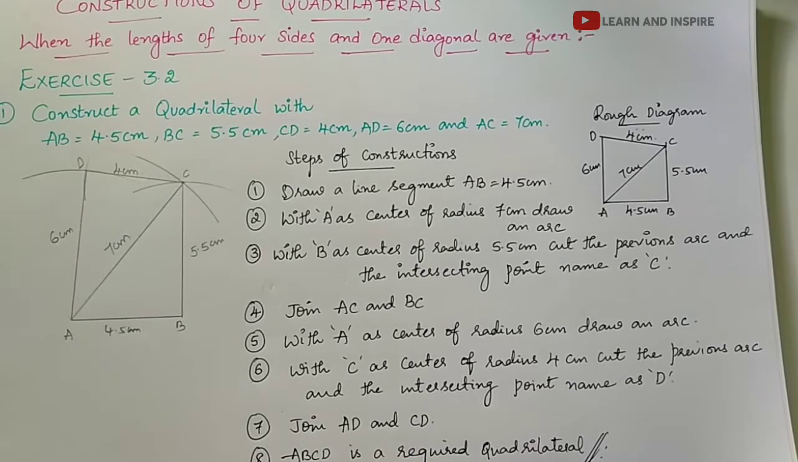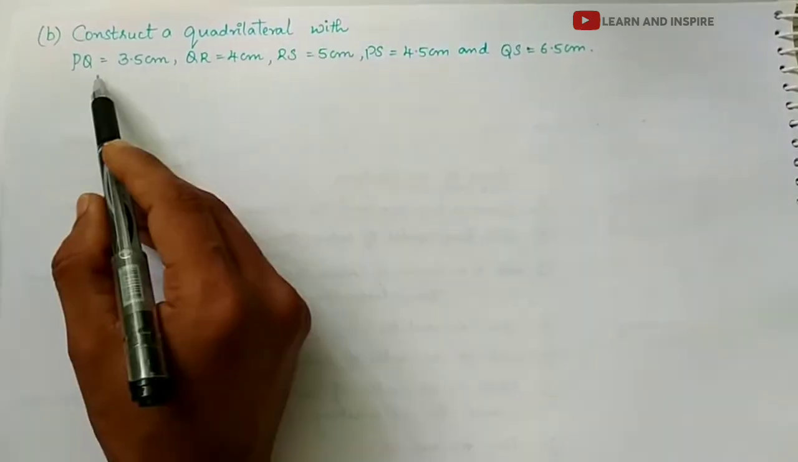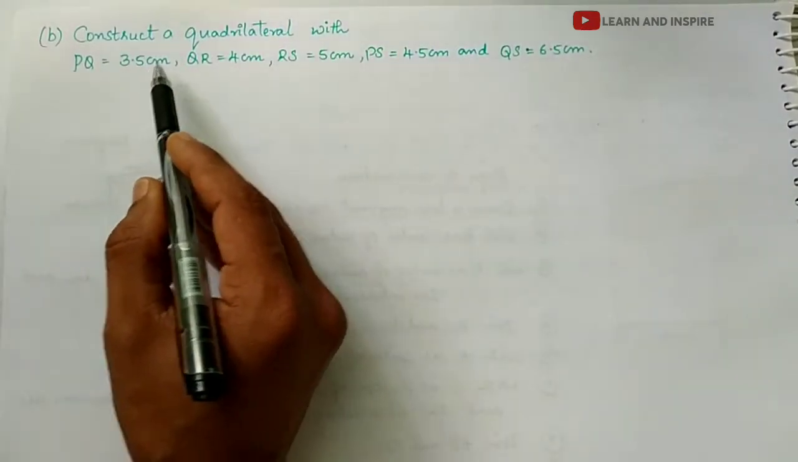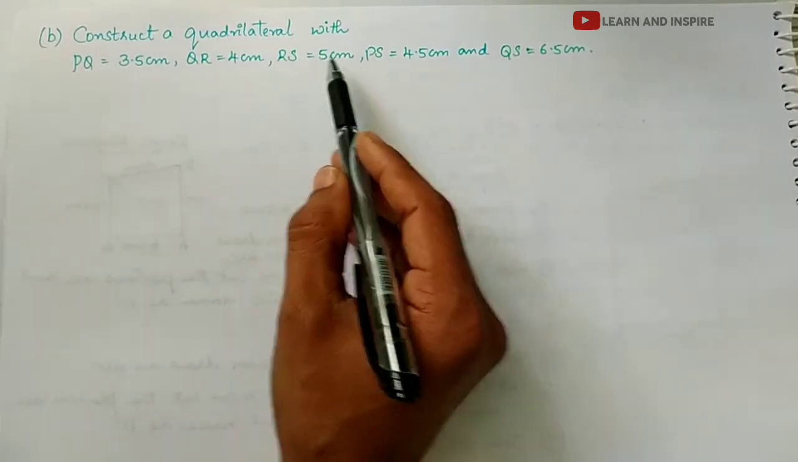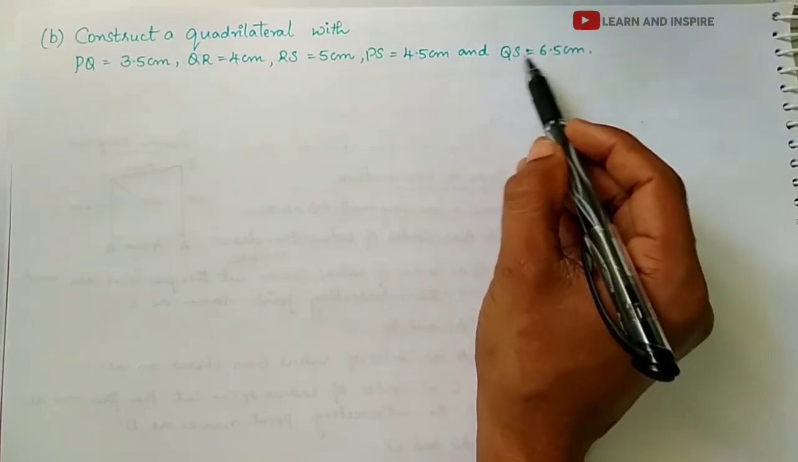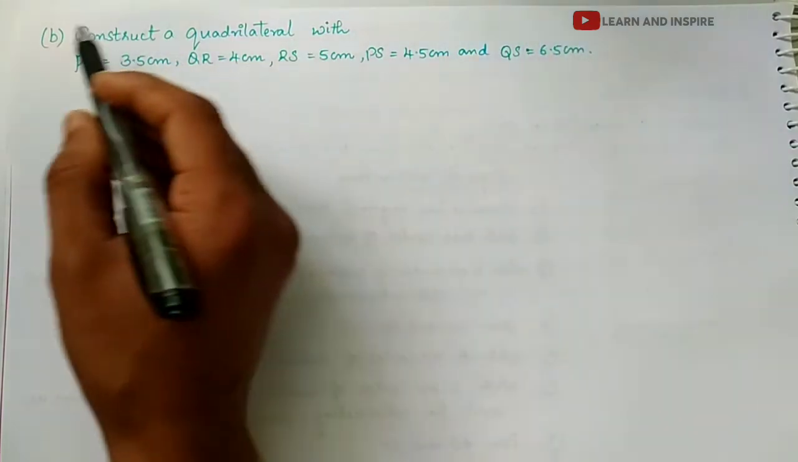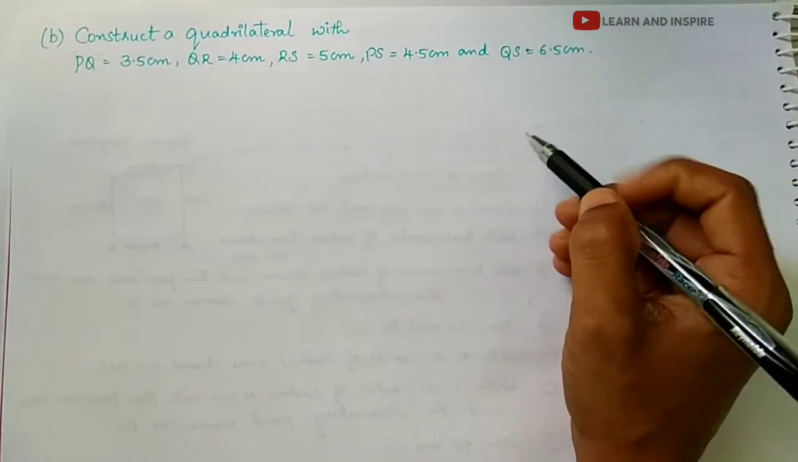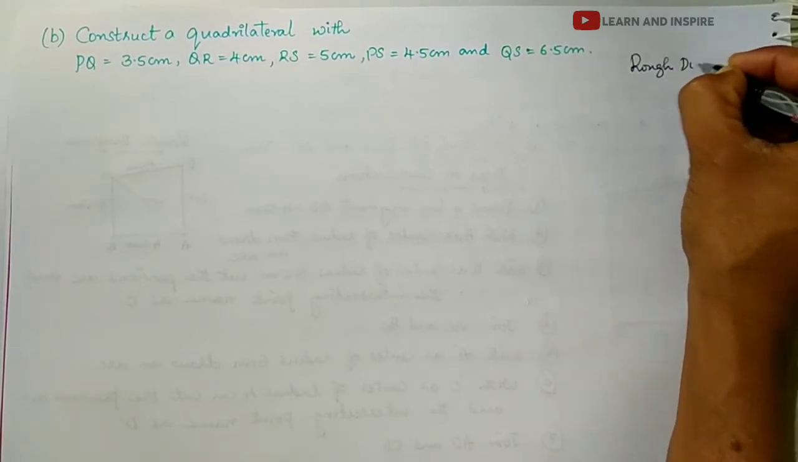Okay, so this is question number 1. Now let's see the second question. Question number 2, construct a quadrilateral with PQ is equals to 3.5 centimeters, QR is equals to 4 centimeters, RS is equals to 5 centimeters, PS is equals to 4.5 centimeters, and QS is equals to 6.5 centimeters. Okay, so from these measurements, first we need to draw the rough diagram.